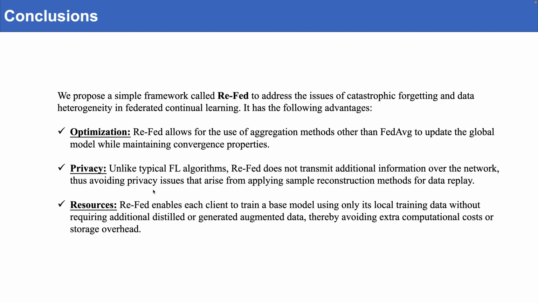In conclusion, the ReFed framework addresses the challenges of catastrophic forgetting and data heterogeneity in federated continual learning. The key advantages of ReFed include optimization. It allows for flexible use of various aggregating methods, maintaining convergence benefits. Privacy. It ensures data privacy by not transmitting extra information over the networks. Resources. It enables efficient local training without additional computational or storage overhead.